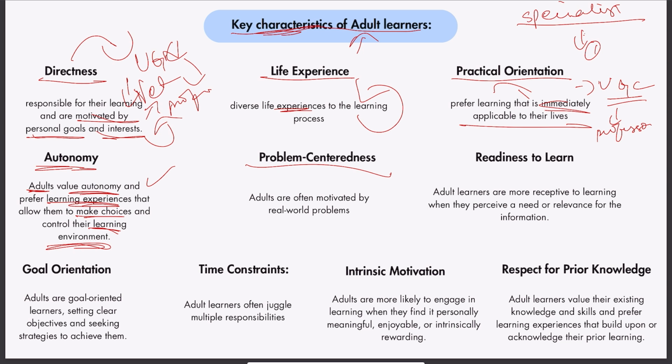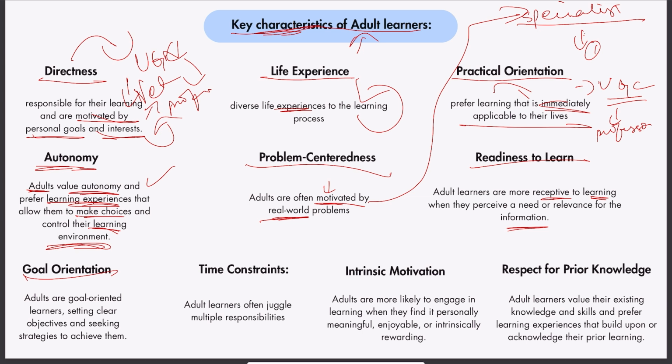Problem centeredness: adults are often motivated by real life problems. As adults, we've experienced the problems of the world and therefore we seek to solve them. Next, readiness to learn. Adult learners are more receptive to learning when they perceive a need or relevance for that information. Very easy. We are goal oriented.